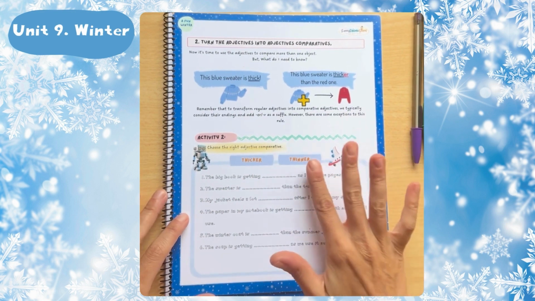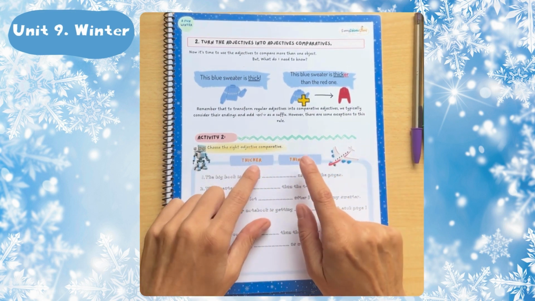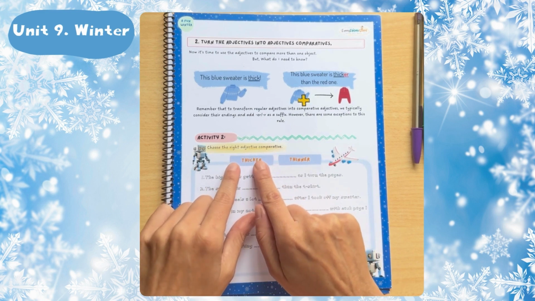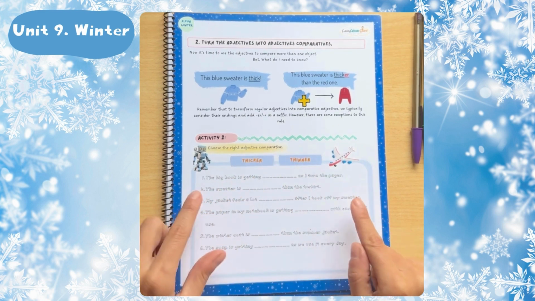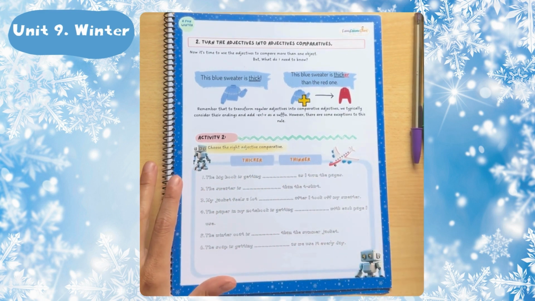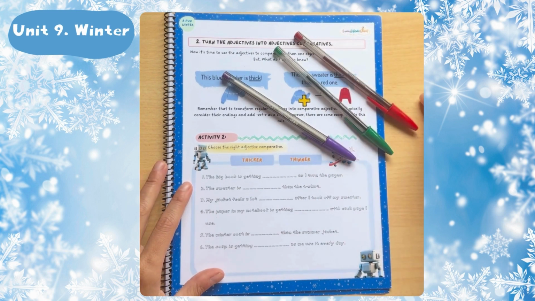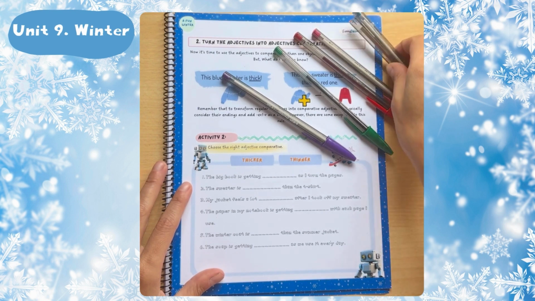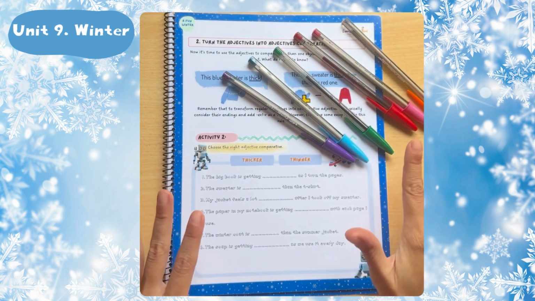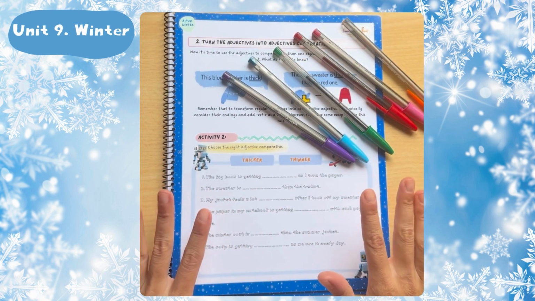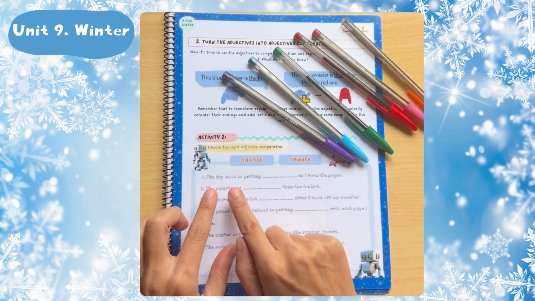So, we have this exercise with these two comparative adjectives, thicker and thinner. And we have these sentences. Look, I have some colorful pens that I brought into this exercise because I love painting, okay? And you can paint the letters if you want. But let's just start reading the first sentence.